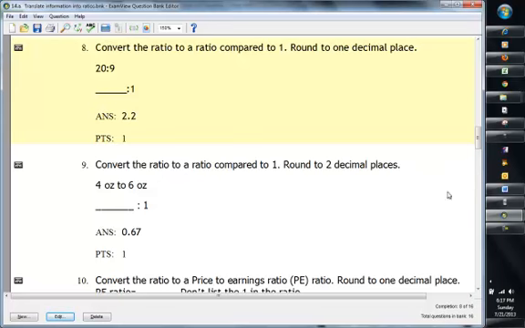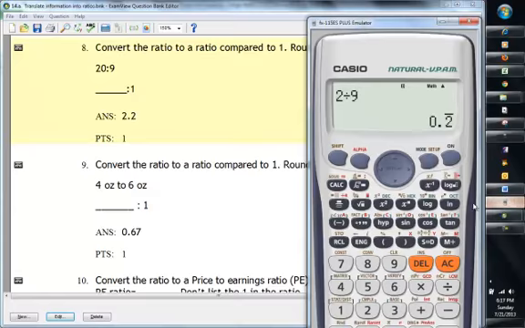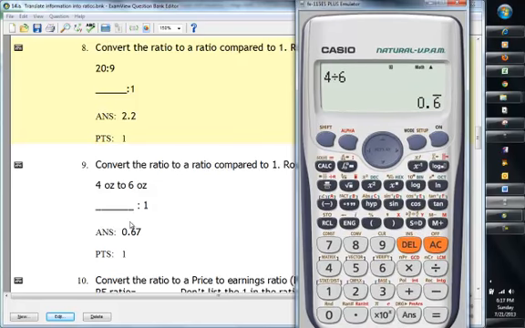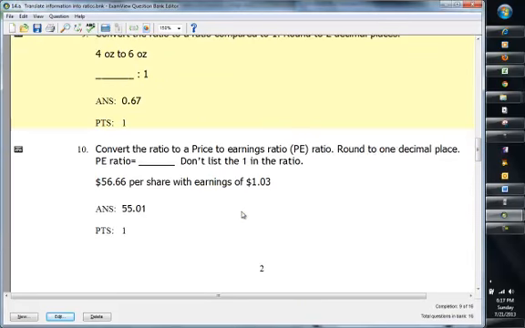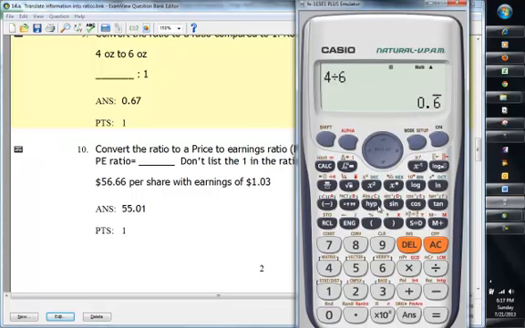Convert. This is a ratio compared to 1. So 4 ounces to 6 ounces. 4 divided by 6. And that is 0.66666, which would round to 0.67. Don't list the 1 when you do PE ratios, price to earnings ratios. So the price is 56.66 divided by 1.03 gives us 55.001 dollars.